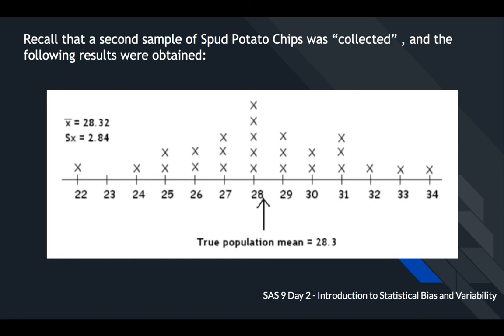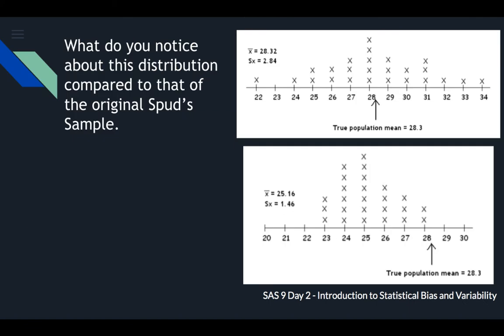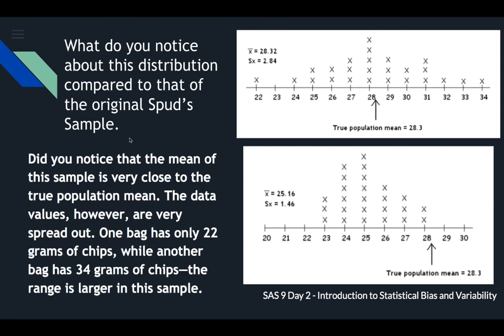However, I want you to look closer at the graph. What do you notice about the distribution of this new sample compared to the original sample that we took of the Spud potato chips? Do you see what's going on here? You've got very closely knitted data, and then this one's really spread out. You notice the mean of the sample is very close to the true population mean here, but the data values are very spread out.